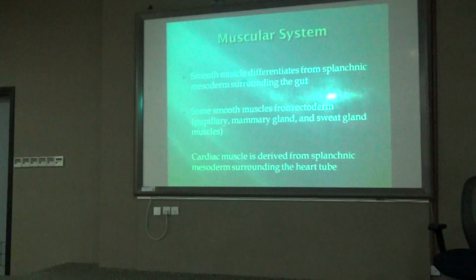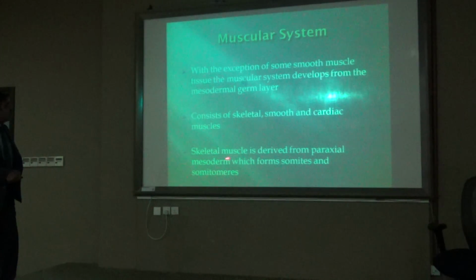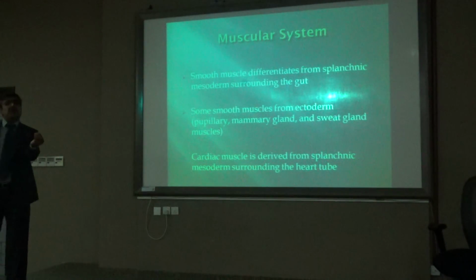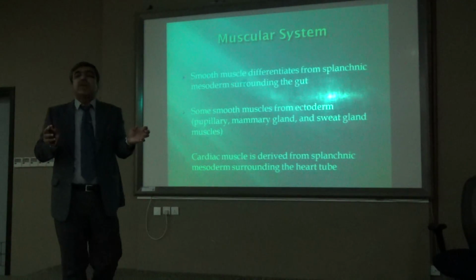Three kinds of muscles, okay? Let me make it a little bit easier. Skeletal muscle is derived from mesoderm. Smooth muscle differentiates or is derived from mesoderm. Cardiac muscle is derived from mesoderm. Clear? This mesoderm we have in different areas of the developing human.